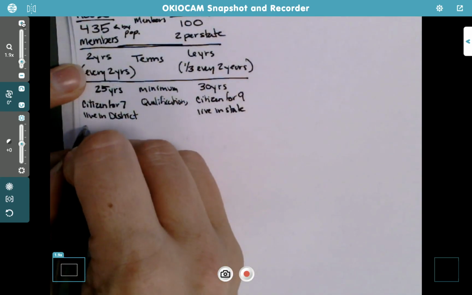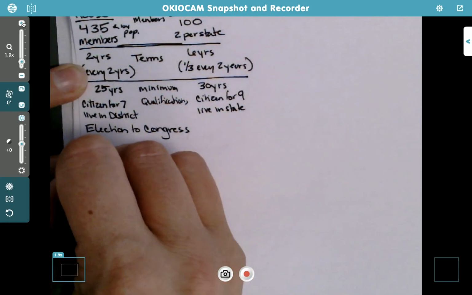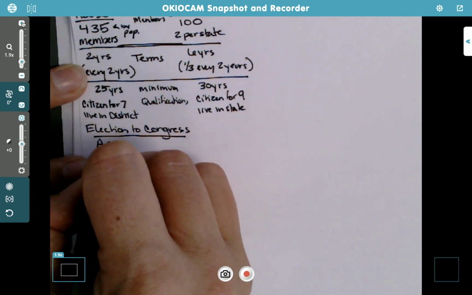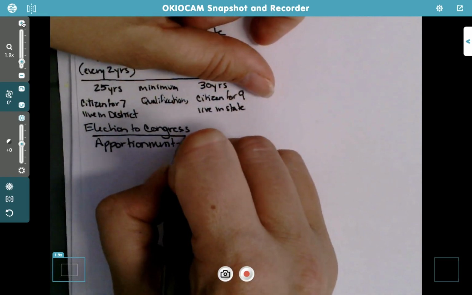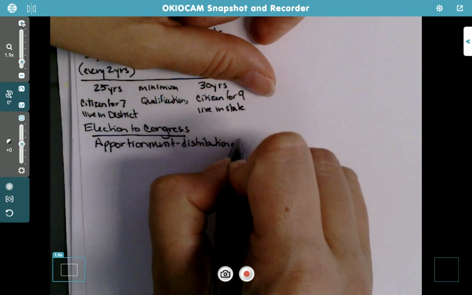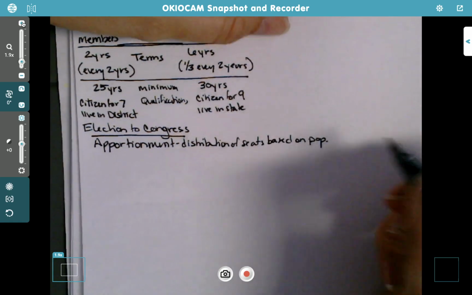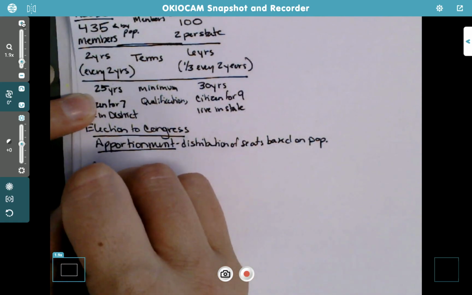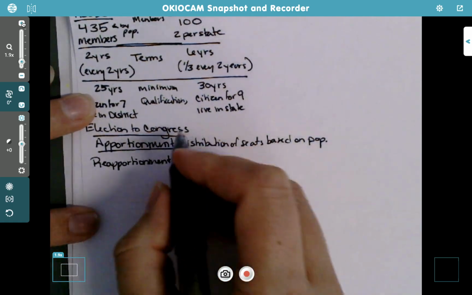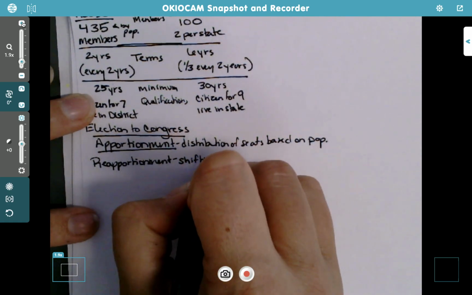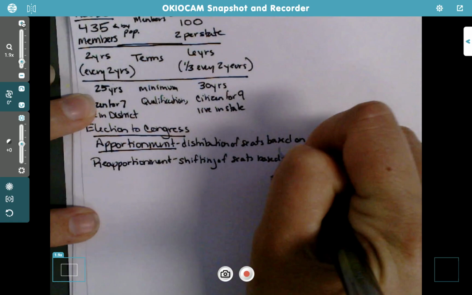Okay. Then you have election to Congress. Apportionment, APPORTIONMENT, which is distribution of seats based on pop. When I say pop, it means what? There you go. Then I have reapportionment, REAPPORTIONMENT, which is shifting of seats based on new census.